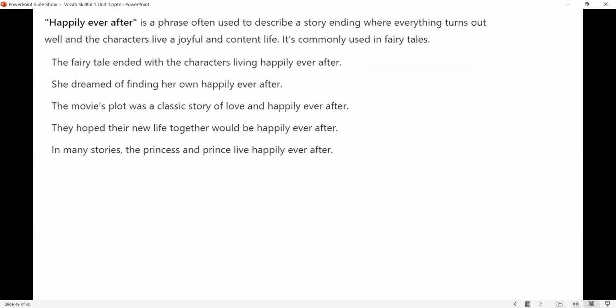Happily ever after. Happily ever after is a phrase often used to describe a story ending where everything turns out well, like Hollywood movies, and the characters live a joyful and content life. It's commonly used in fairy tales. The fairy tale ended with the characters living happily ever after. She dreamed of finding her own happily ever after. The movie's plot was a classic story of love and happily ever after.